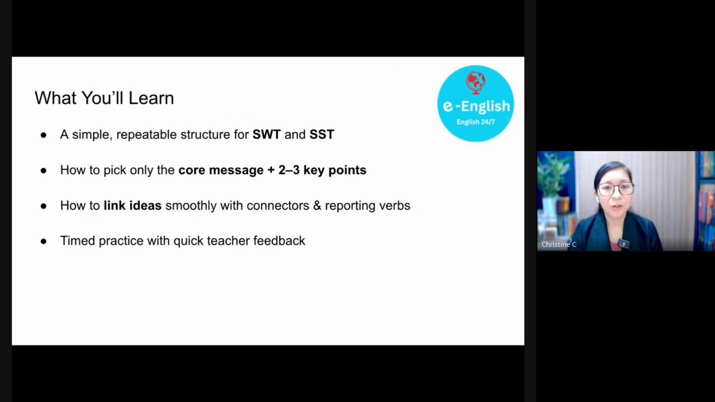First, how to use a simple, repeatable structure for the SWT and SST, summarize written text and summarize spoken texts. Okay. Second, we're also going to practice and learn how to pick only the core message and 2 to 3 key points.